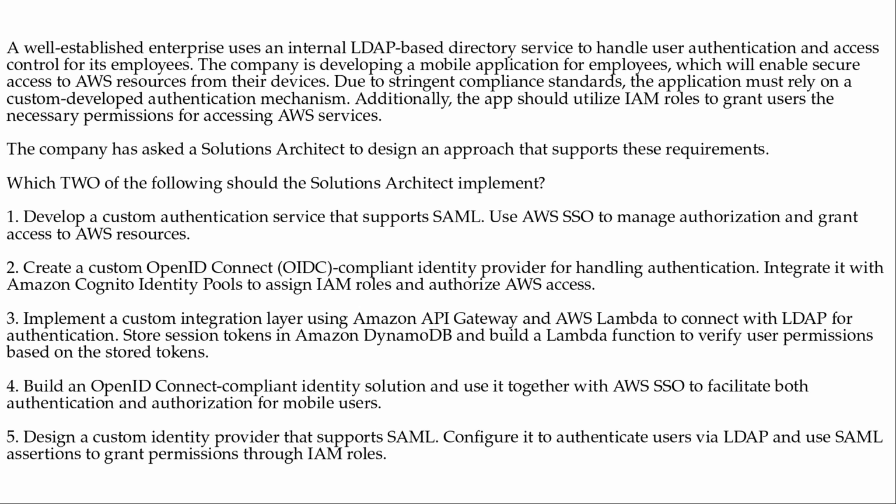Let me read the question for you. A well-established enterprise uses an internal LDAP-based directory service to handle user authentication and access control for its employees. So basically it is using an LDAP-based directory service. This company is developing a mobile application through which the users will log in and access the AWS console and resources. So basically the employees are going to access AWS from their mobile application. Due to stringent compliance standards, the application must rely on a custom developed authentication mechanism. So this is also clear. Additionally, the app should utilize IAM roles to grant users the necessary permissions for accessing AWS services.